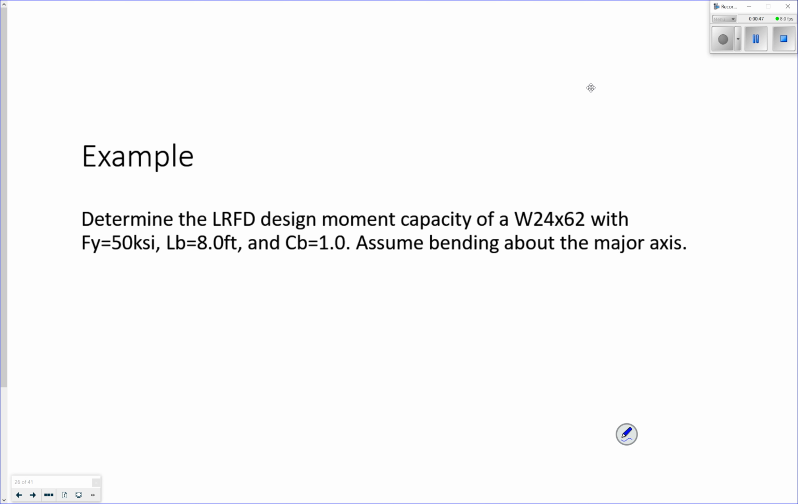First, there's two ways to do this. You can be an overachiever and use the equation in the spec.